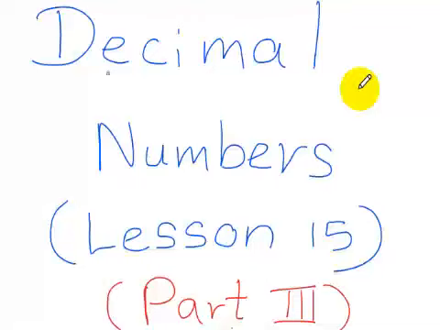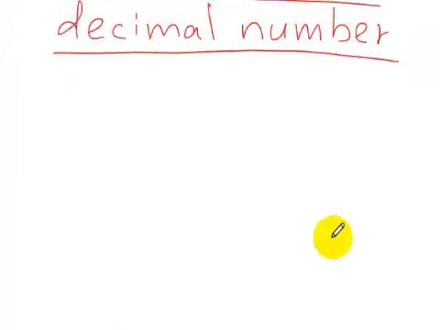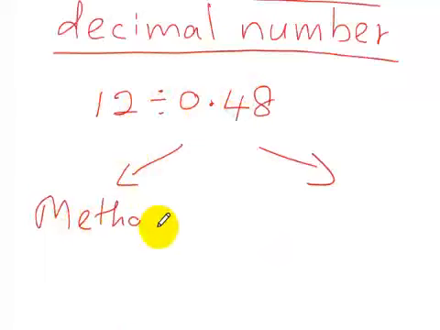Students, we will move to our next part of the lesson, that is dividing a whole number by a decimal number. Okay, we will do some examples related to this part. 12 divided by 0.48. Here the first value is a whole number, the second value is a decimal number. Now we'll do it using two methods. Method 1 and method 2.